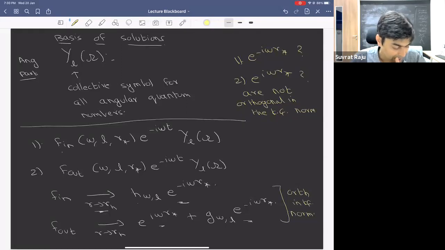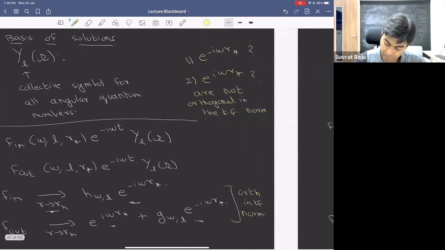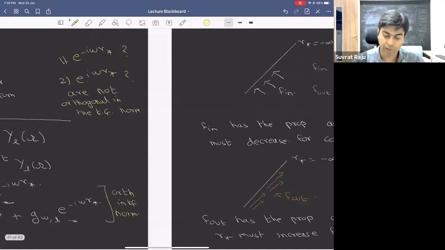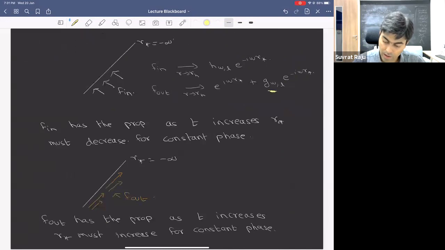Now the other part is the reason we choose this g omega l. If you just say the solutions are orthogonal in the Klein-Gordon norm, that's actually not enough to fix h omega l and g omega l. In general, we choose g omega l so that at infinity, let me go to this picture here. We choose g omega l so that at infinity, sorry, maybe I'll write on a new page. So let me just write in a new page.